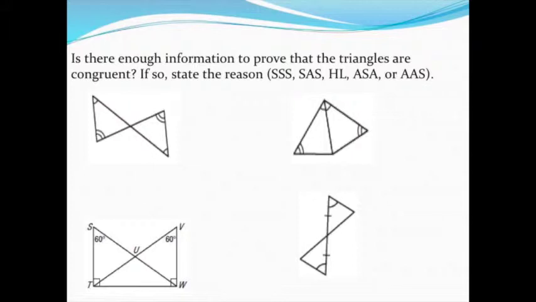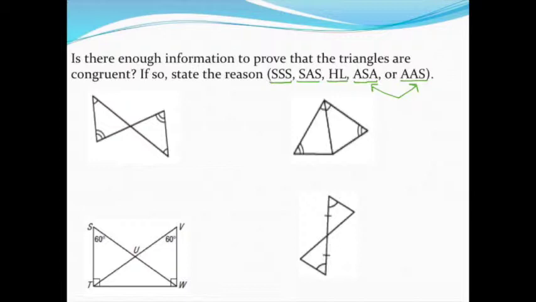At this point, we now have all 5 reasons available to us to prove that triangles are congruent. Side, side, side; side, angle, side, where the angle's in between them; HL, hypotenuse leg; and then our new ones, angle, side, angle, or angle, angle, side. Both of these new ones will have 2 angles.